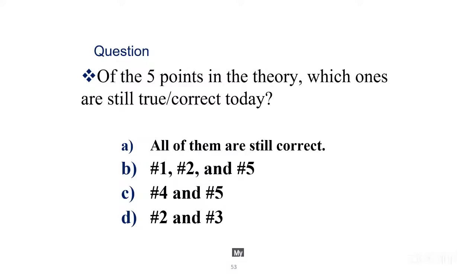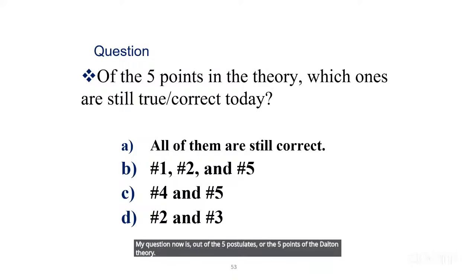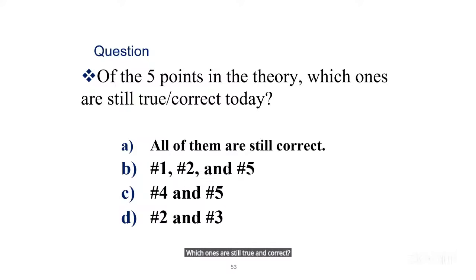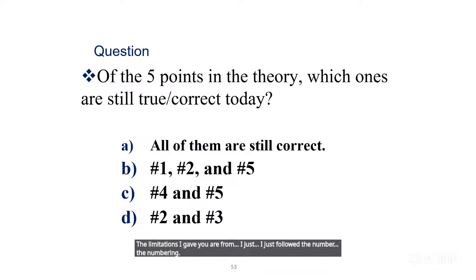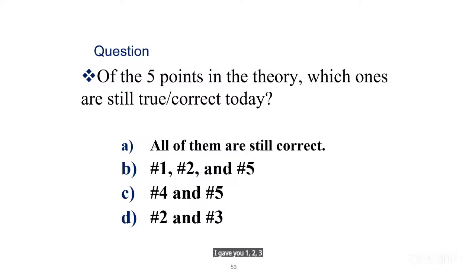My question now is, out of the 5 postulates or the 5 points of the Dalton theory, which ones are still true and correct? Is it all of them? Is it number 1, 2, and 5? The limitations I gave you, I just followed the numbering. I gave you 1, 2, 3, so I didn't jump any number. Is it 4 and 5? Is it 2 and 3? Which ones are still true and correct till today? Can I see your answer on the chat box quickly? Which ones?